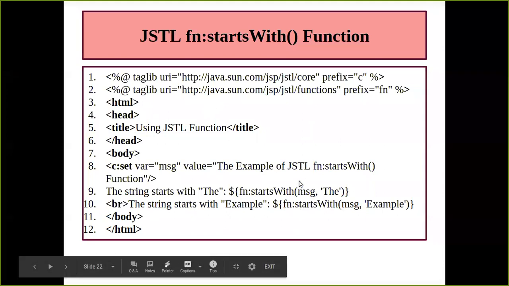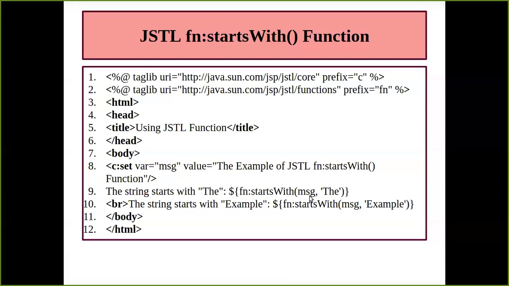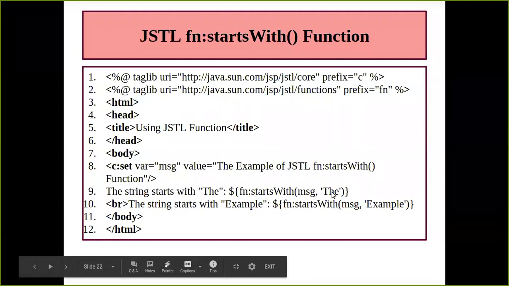Fine. Now inside the function, we are passing that variable, the variable we created previously, that was your MSG, which is holding some value. So we call the first parameter the variable we declared using a set tag. And we are going to use this function to check whatever sentence, whatever string value we are passing, whether it is starting with the value which I'm going to give as a parameter.